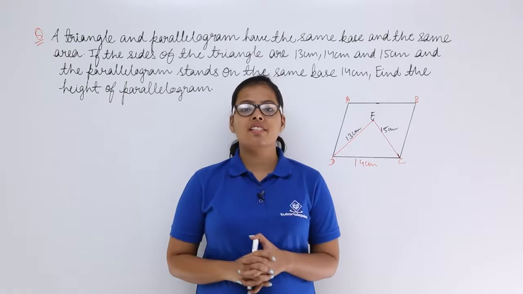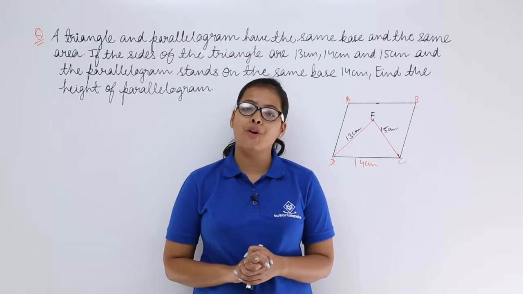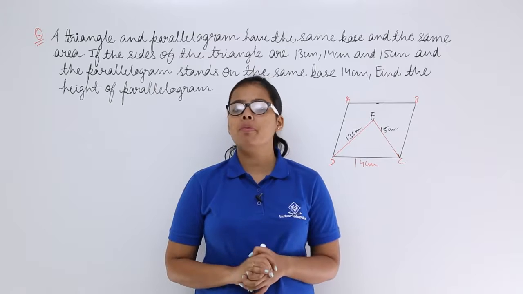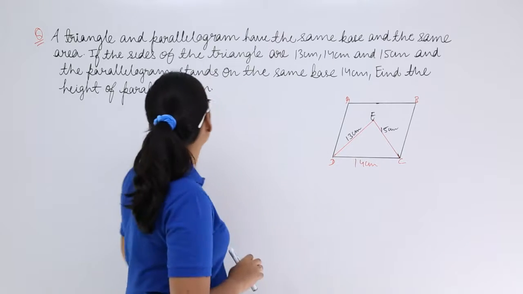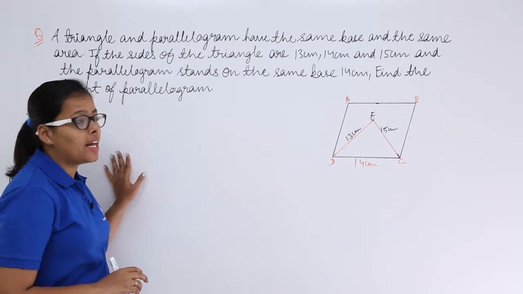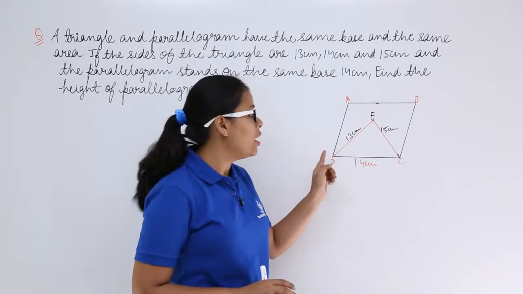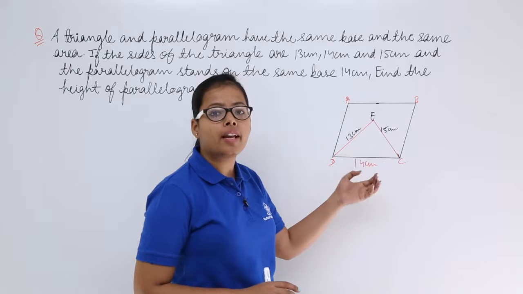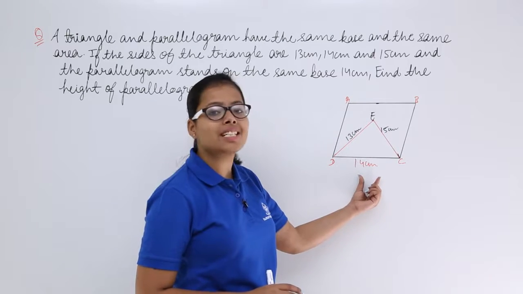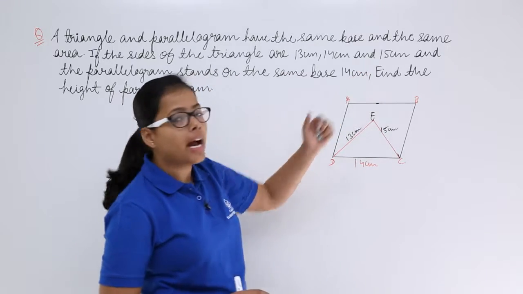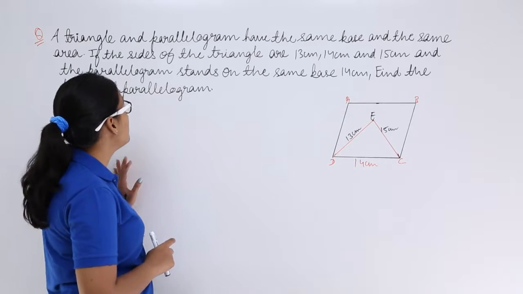Hello guys, let's discuss this problem based on Heron's application, where this problem tells you that a triangle and a parallelogram have the same base. You can see here in this figure, both the parallelogram and the triangle have the same base, and that base is 14 centimeter, and they also have the same area.